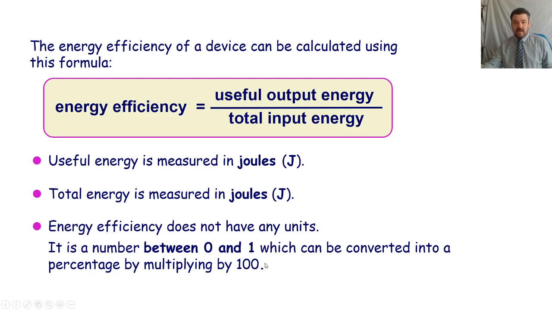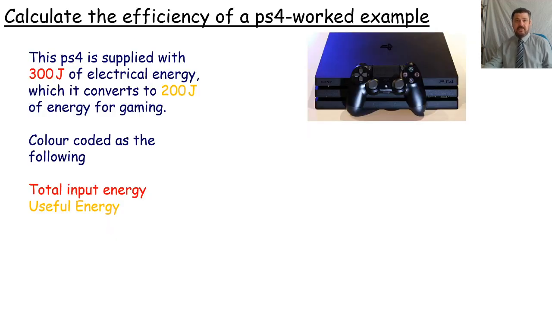We're not going to worry about that part right now. We're purely going to focus on our numbers being between 0 and 1. Top tip, if it's above 1, you've got your numbers the wrong way round. Efficiency cannot be above 1. So here's a worked example on how to actually use this formula.